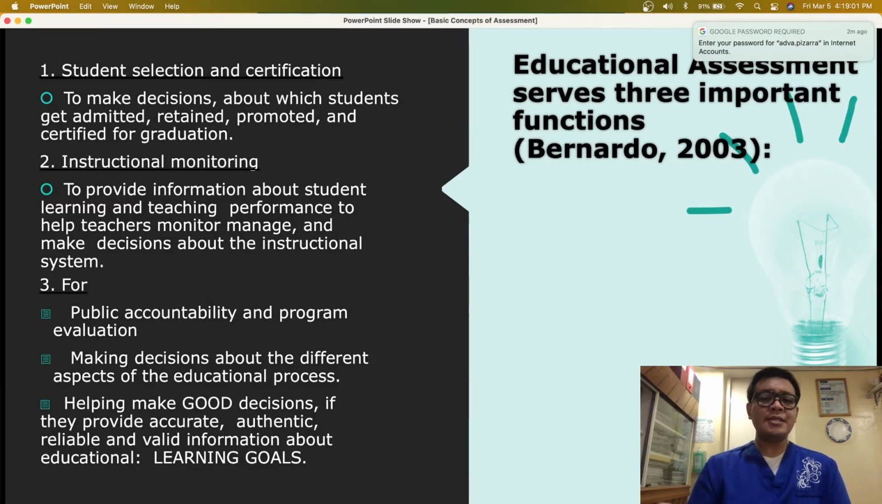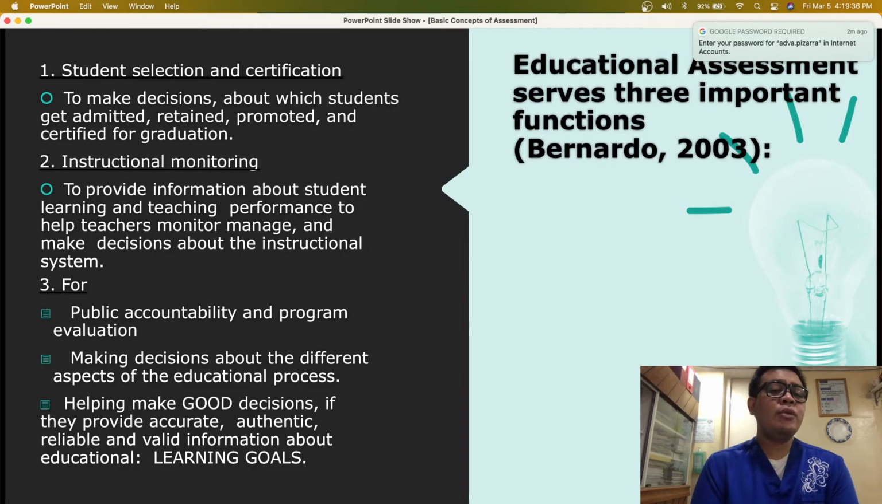So, educational assessment serves three different functions according to Bernardo of 2003. First, student selection and certification. So, to make decisions about which students get admitted, retained, promoted, and certified for graduation. That means to say that before we're going to certify a student, or placing her as a candidate to be certified, we have to make sure that we're able to evaluate that student through the things that we have to consider in our educational assessment.